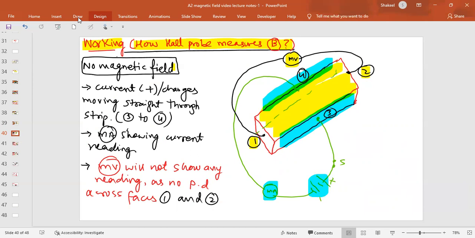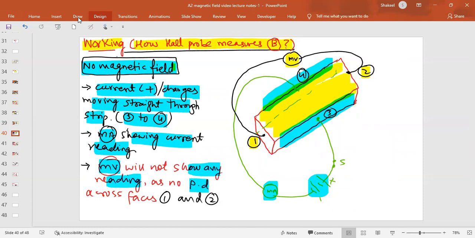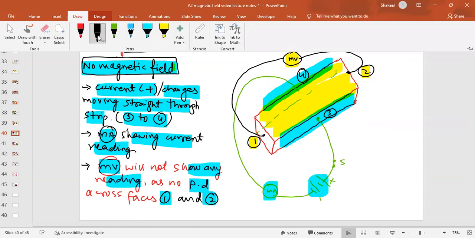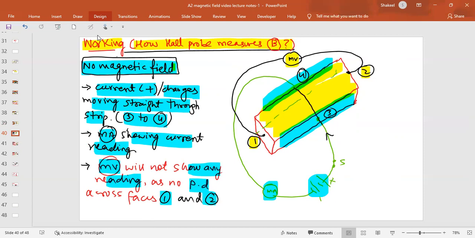When there is no magnetic field, of course the current or charges will move straight through the strip, from face 3 to face 4, and the milliammeter will show you a constant reading. The millivoltmeter in this case will not show you any reading, as there is no potential difference across faces 1 and 2. The current will move straight towards the other wire, and the milliammeter will show you the reading, and face 2 will have no charge, face 1 will have no charge. That's why the millivoltmeter will show no reading when there is no magnetic field.